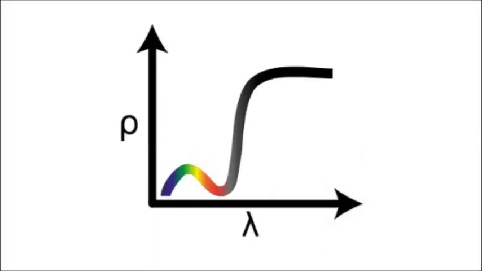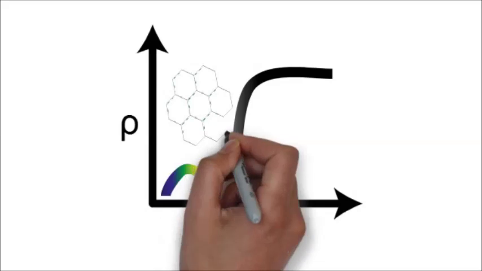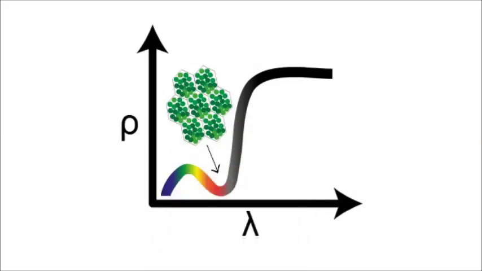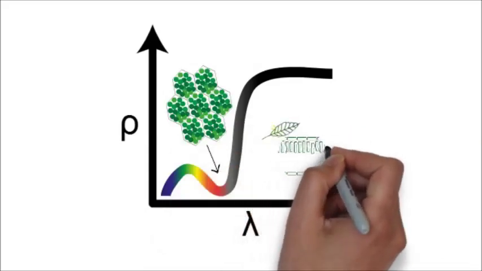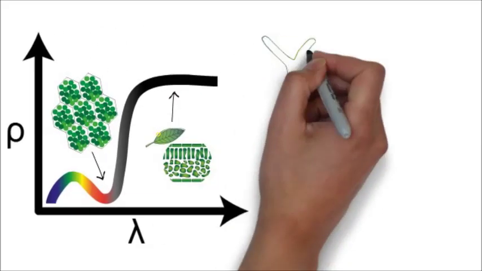With wavelength on the x-axis and reflectance on the vertical or y-axis, we can see that the presence of chlorophyll and photosynthesis causes light absorption in the red region of the spectrum, while internal cellular structure or biomass of vegetation can be indicated in the near-infrared region.